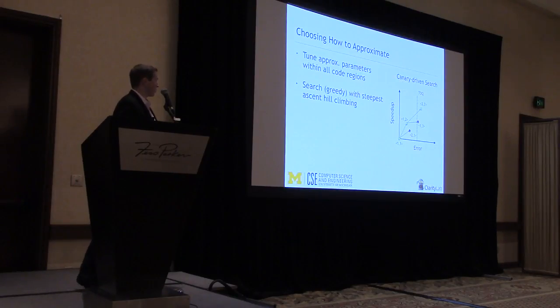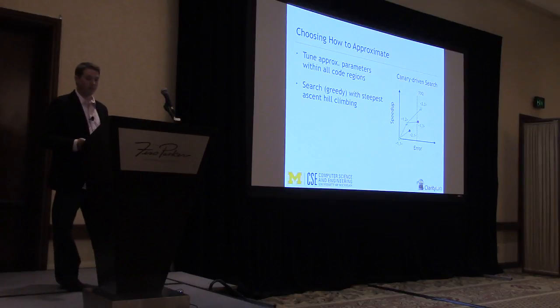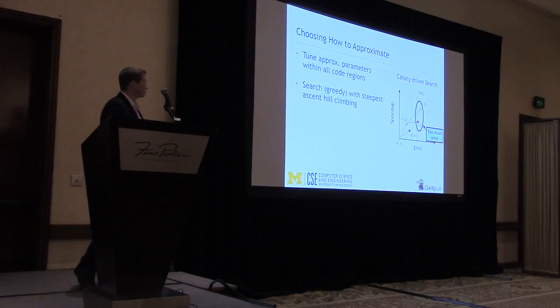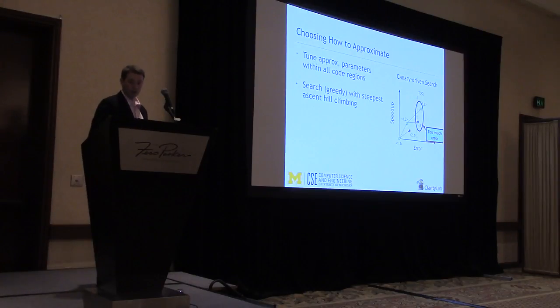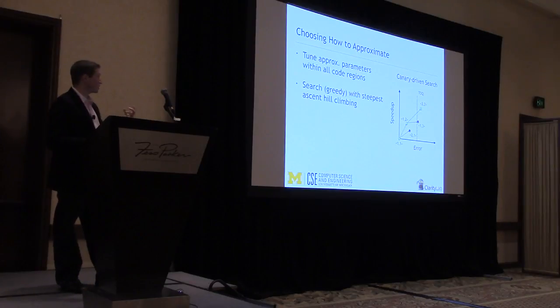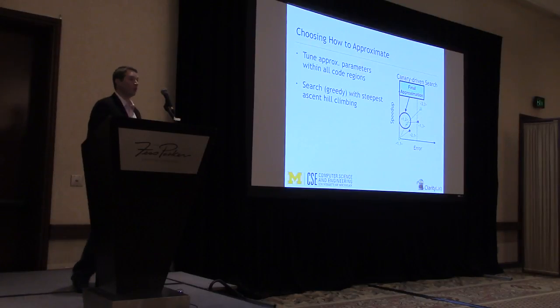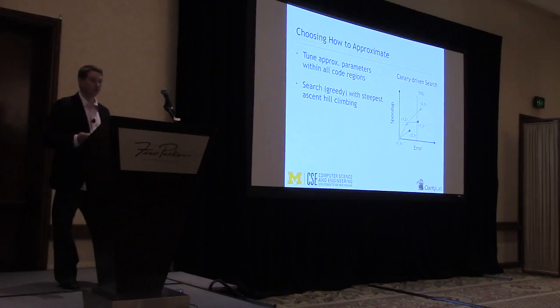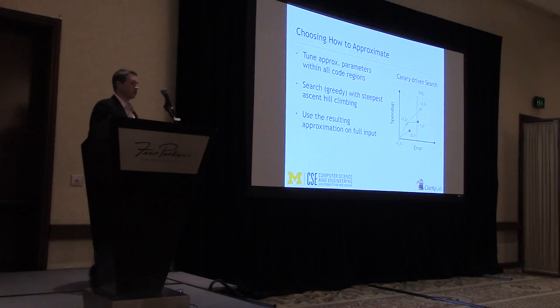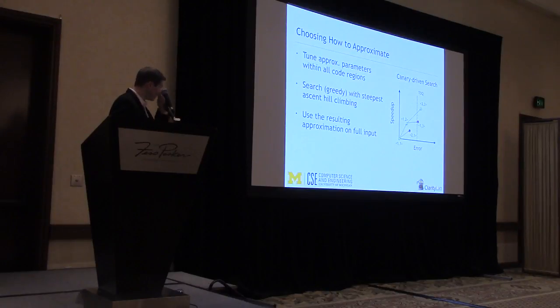So we start with 1, 2, we go to 2, 2 and 1, 3, and we can see here that both of these particular parameterizations yield too much error. And so this halts our search. We go back to the last known good parameterization, and we use this point 1, 2 as the final approximation. And it's this final approximation that we're going to apply to the full input to get a final approximate result for the entire application.